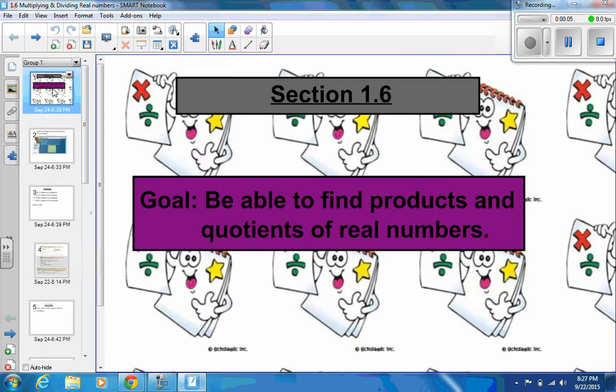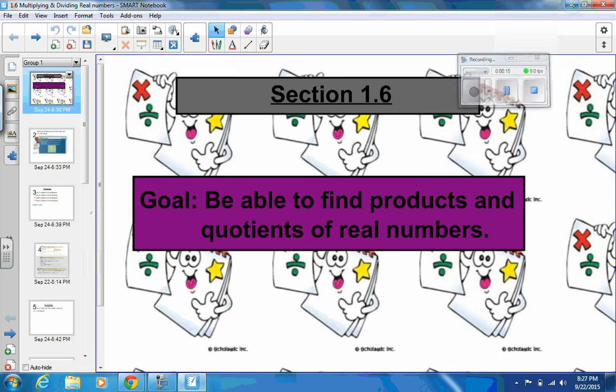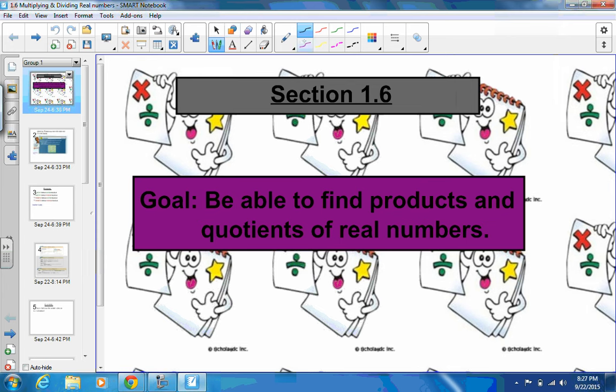Alright, hi there. This is Mr. Pouts with your section 1.6 video. And you might notice that 1.6 is about products and quotients of real numbers. That's multiplying and dividing. So before you start taking notes, please make sure you write down the goal in your goal sheet and or on your notes where it says be able to find products and quotients of real numbers.